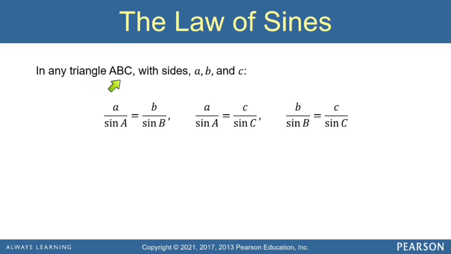In any triangle ABC with sides A, B, and C, side A over the sine of angle A equals side B over the sine of angle B. Side A over the sine of angle A equals side C over the sine of angle C. And also side B over the sine of angle B equals side C over the sine of angle C. This is the full law of sines, but this is an awkward way to write it.